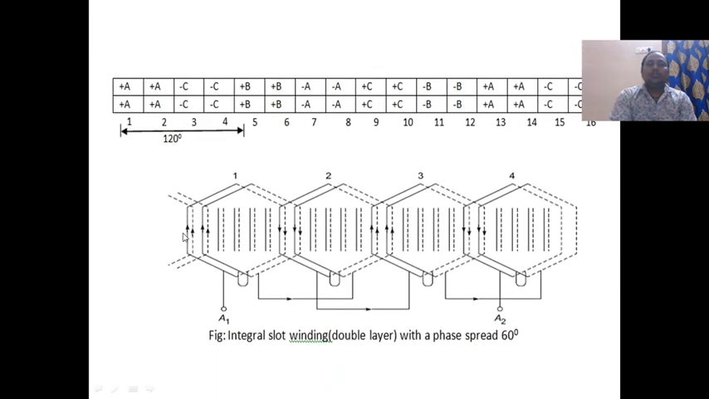So please observe. We already know that 1 and 2 belong to phase A, 3 and 4 belong to minus C, 5, 6 belong to plus B, 7, 8 minus A, 9, 10 plus C, 11, 12 minus B, 13, 14 plus A, 15, 16 minus C. So please observe the tabular column carefully. How this tabular column comes, I explained in the previous slide. So this is an integral slot winding, double layer, with a phase spread of 60 degrees.